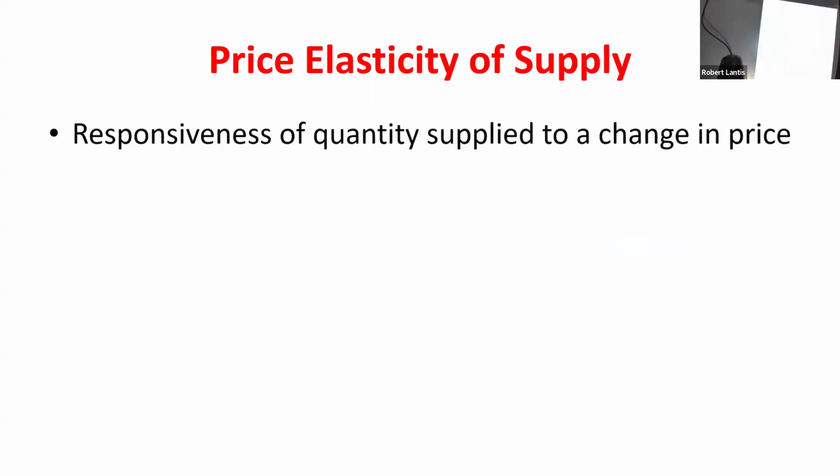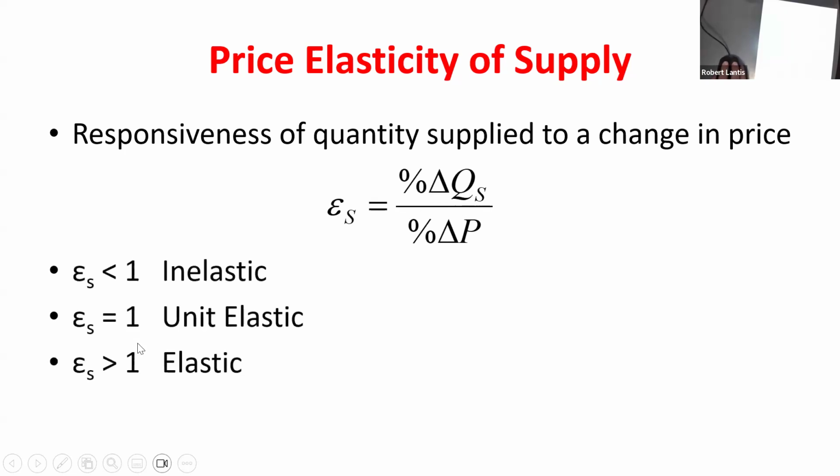But I also can find the price elasticity of supply. So once again, what's the initial thing changing? The price that goes in my denominator. What is responding? Supply. It looks the exact same as our price elasticity of demand. It's just that instead of the quantity demanded, we're looking at the quantity supplied. Okay. Same ranges apply here.